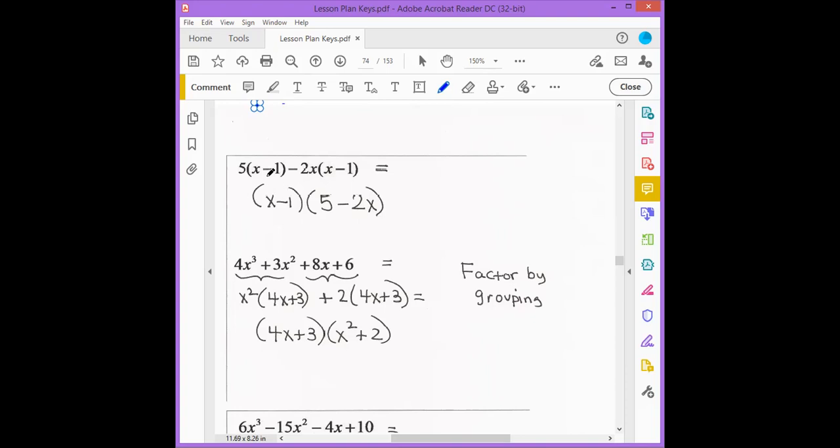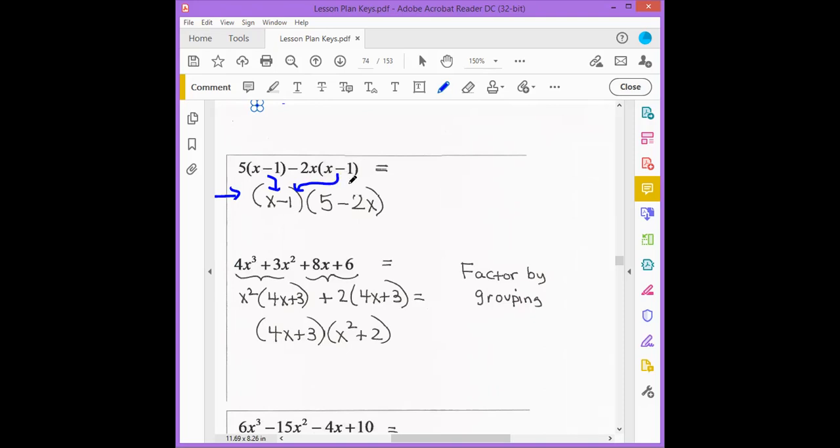Our first factor of the solution will come from what's shared between both terms. So this example is already factored for us. Look and see how both of these terms have x minus 1 in parentheses. That x minus 1 is going to be a part of our solution. So we'll copy down that shared factor of x minus 1.